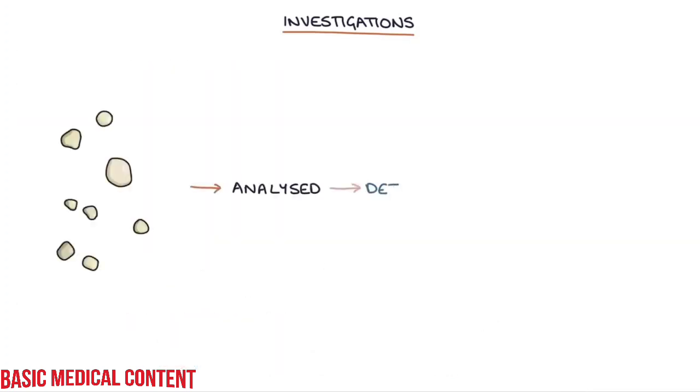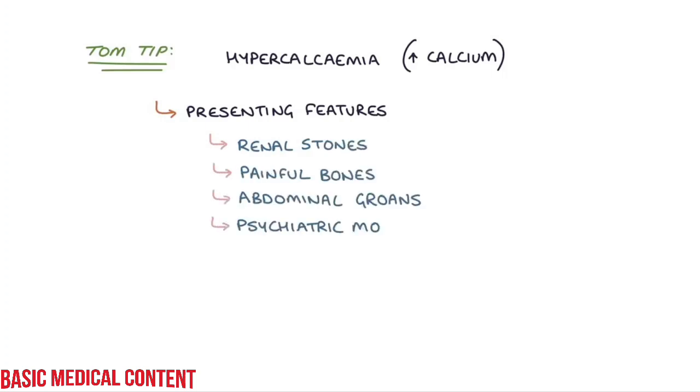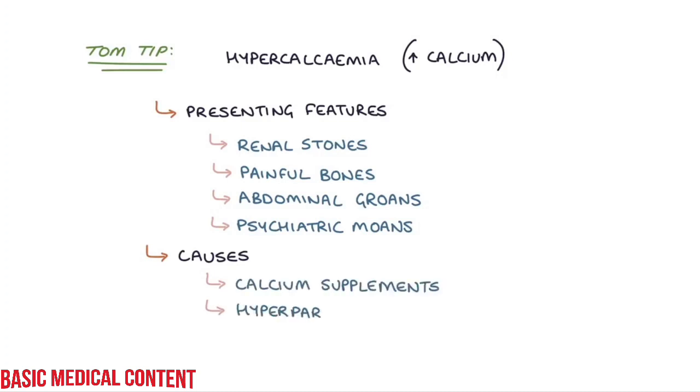Stones can be analysed to determine the type, which is useful to help establish the cause and reduce the risk of recurrence. A Tom tip for you: remember hypercalcemia, or a raised calcium level, as a cause of kidney stones. You can remember the presenting features of hypercalcemia with the mnemonic renal stones, painful bones, abdominal groans, and psychiatric moans. The three causes of hypercalcemia to remember are calcium supplements, hyperparathyroidism, and cancer, for example, myeloma, breast cancer, or lung cancer.